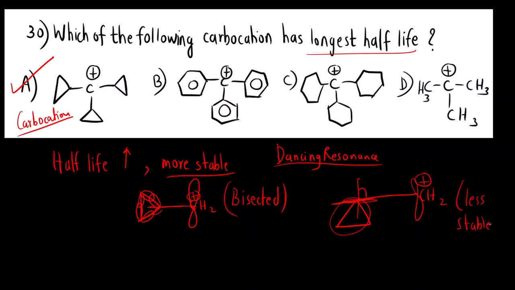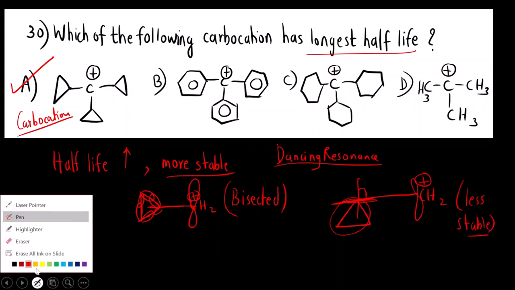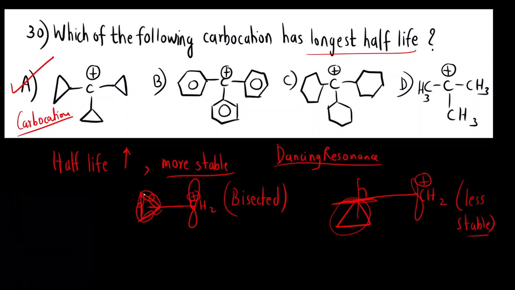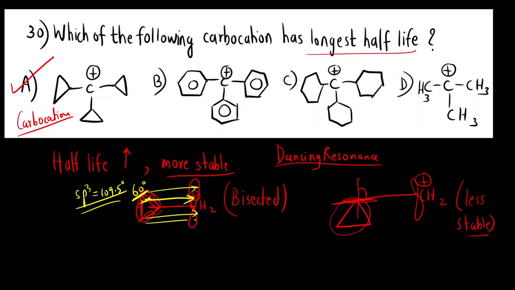Why? What is the reason for this? In the bisected conformation, because of the ring strain, the bond angle is 60, but for sp3 the ideal bond angle should be 109.5 degrees. So to release the strain, it will donate electrons to the empty p orbital of the carbocation, making it the most stable conformation. That is why option A is correct.